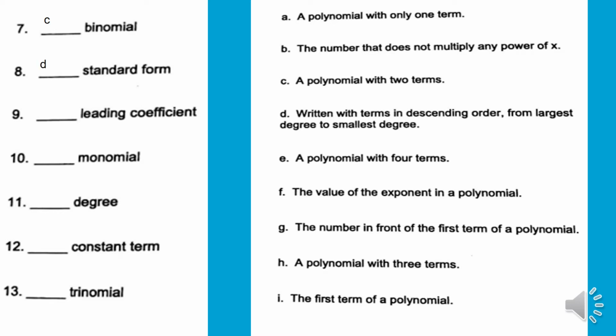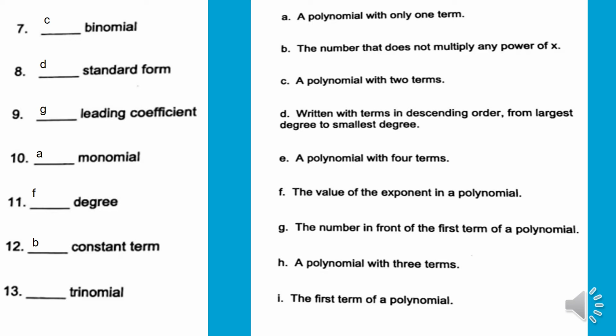My lead coefficient was the number in front of the term with the highest exponent. So that's going to fit nicely with G, the number in front of the first term of a polynomial, assuming that polynomial is written in general form. A monomial is a polynomial with one term, so A correctly matches that. Degree is the value of an exponent of a polynomial. It's the highest exponent that you see, so that matches with F. Our constant is a number that does not multiply any power of x. It doesn't have an x, so that choice is B.